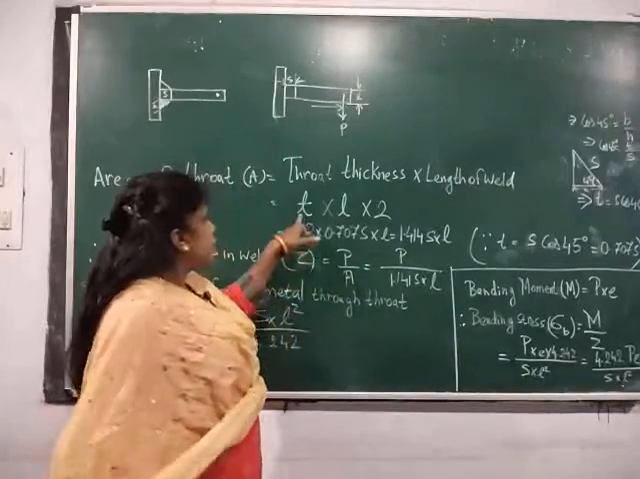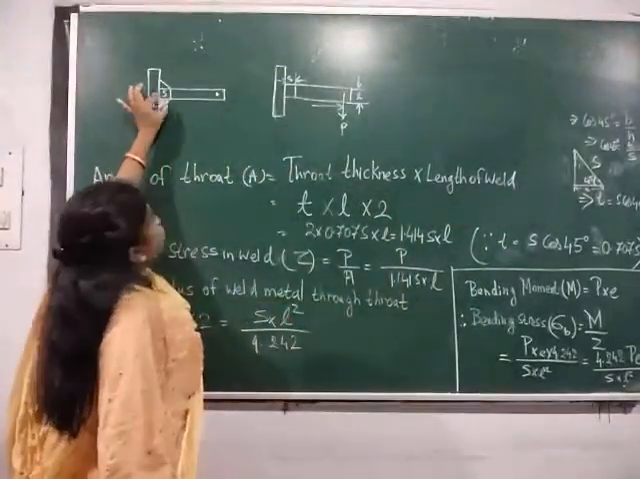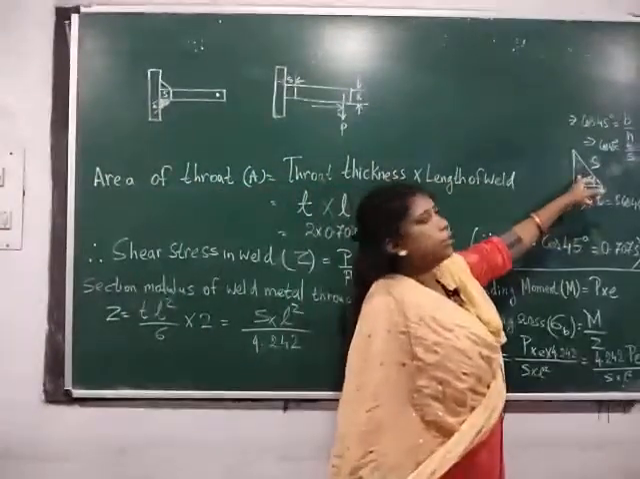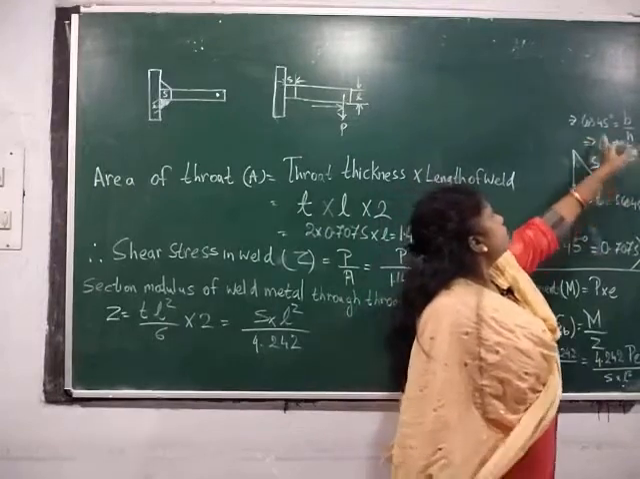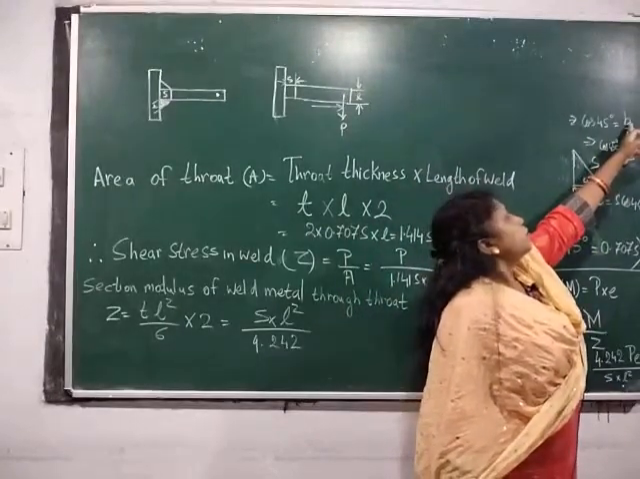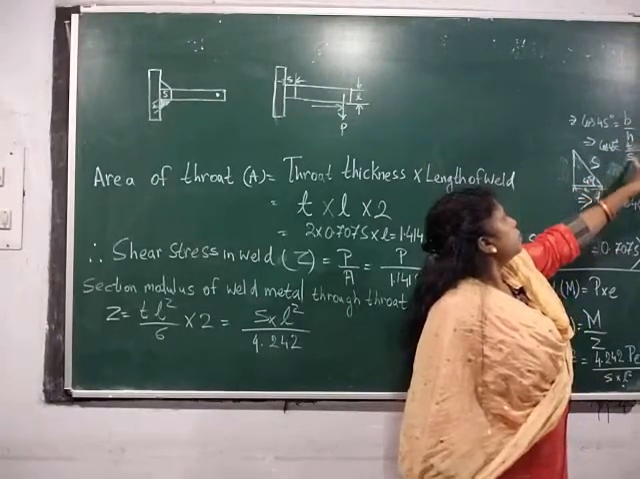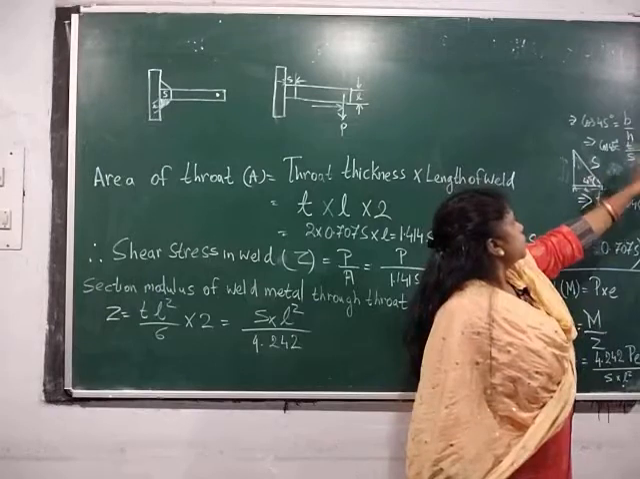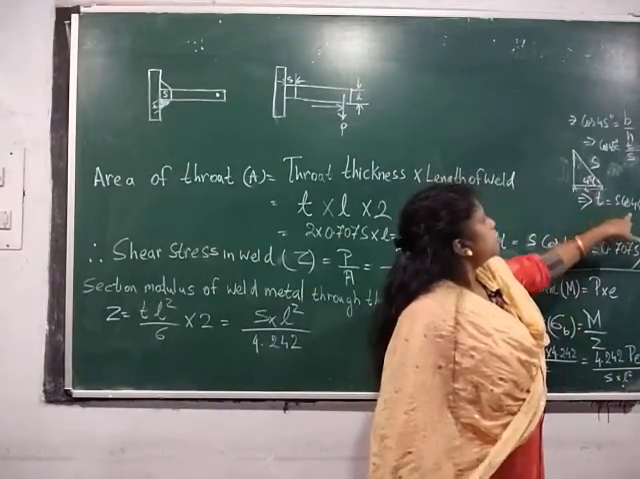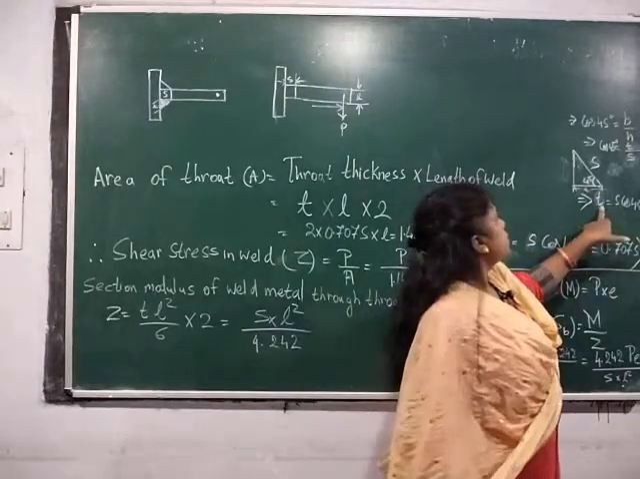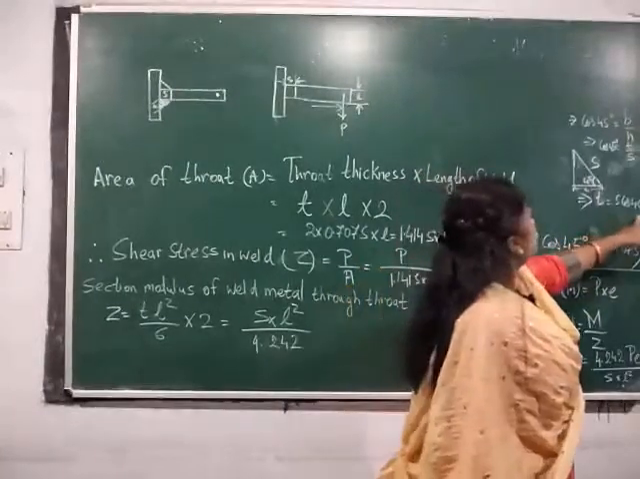Next, here T can be written as what? If I enlarge this small triangle, this is S and this is T. So cos 45 degree is equal to what? The formula of cos is B by H. So in place of B it is T, and in place of H it is S. So T is nothing but T equal to S cos 45 degree. So in place of T I can write S cos 45 degree.